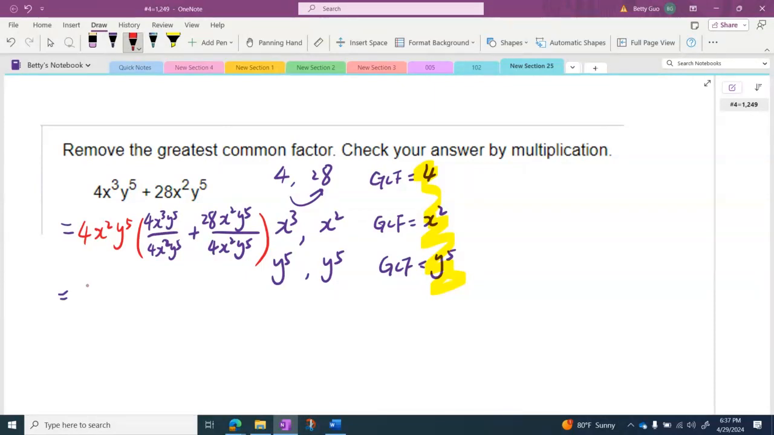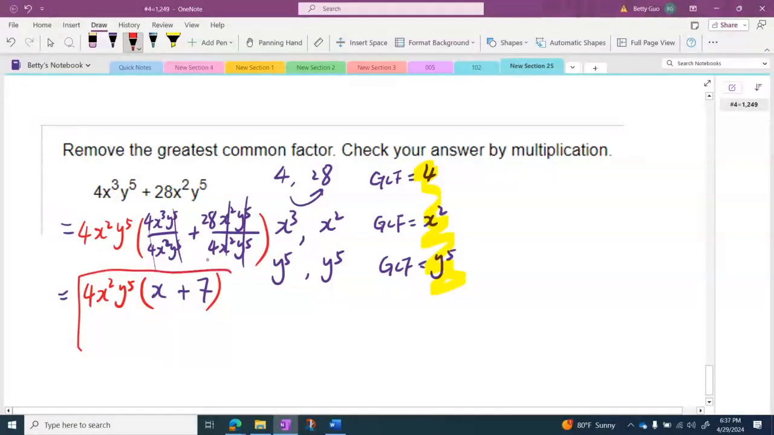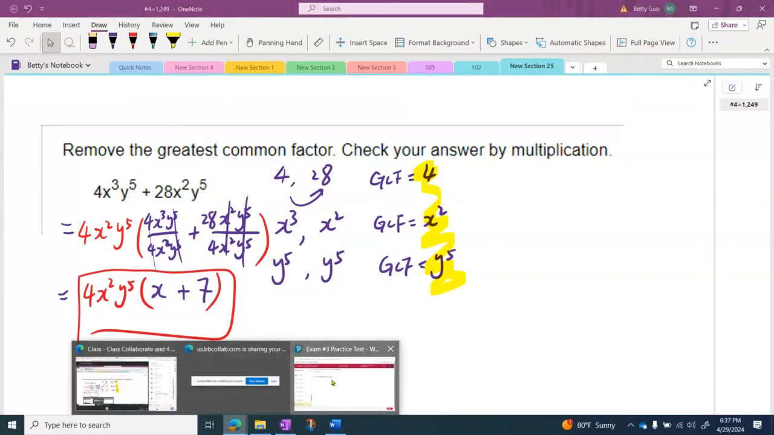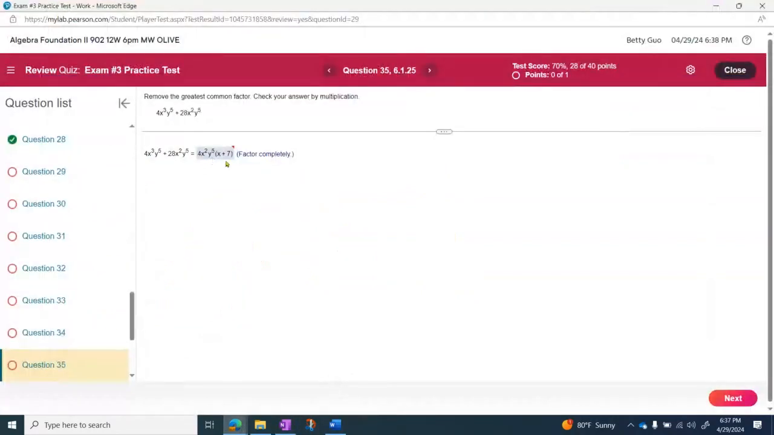In the next step, you simplify. Copy down 4x squared y fifth in the parentheses. Let's see, 4 cancels 4, x cubed over x squared is x in the top, y fifth cancels y fifth. Second term, 28 divided by 4 is 7, x squared cancels x squared, y fifth cancels y fifth. So the answer is 4x squared y fifth times x plus 7. Let's look at the answer. 4x squared y fifth times x plus 7. Same. Next.